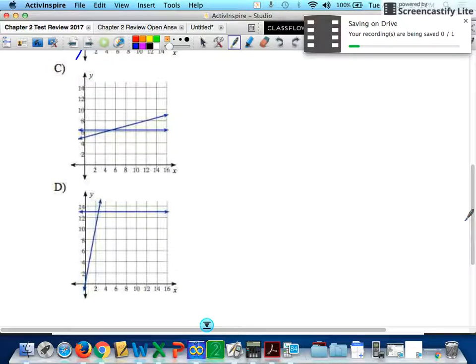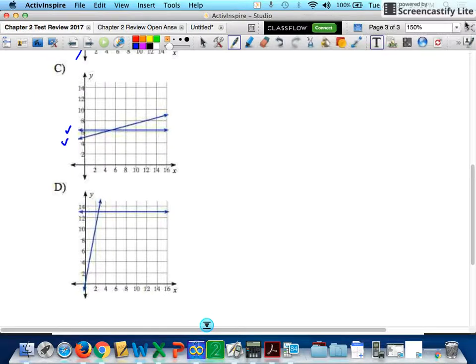C meets both of our categories. This line starts at 5 and goes up slowly. And we have an equation that goes flat as a horizontal line at roughly $6. That looks a little close to 6 for me, but $6 either way.